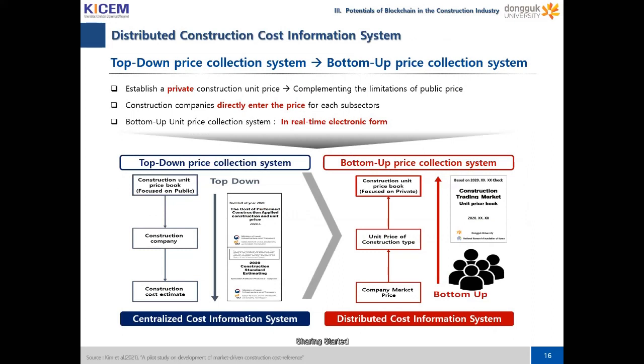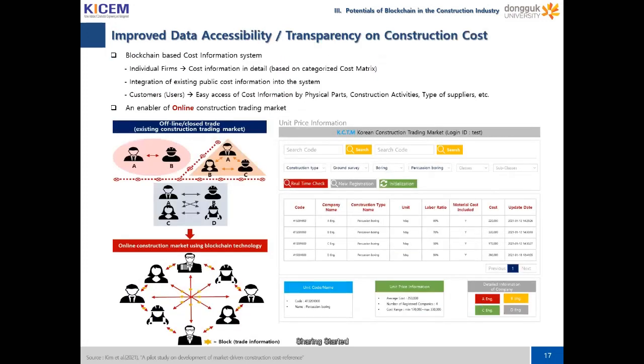As you can see in the slides, we have this top-down price collection system, which is led by the government. What I'm trying to do is develop a bottom-up price collection system, a distributed cost information system using blockchain technologies. In that system, we can integrate the existing cost information and make it more reasonable. So this is how it works.